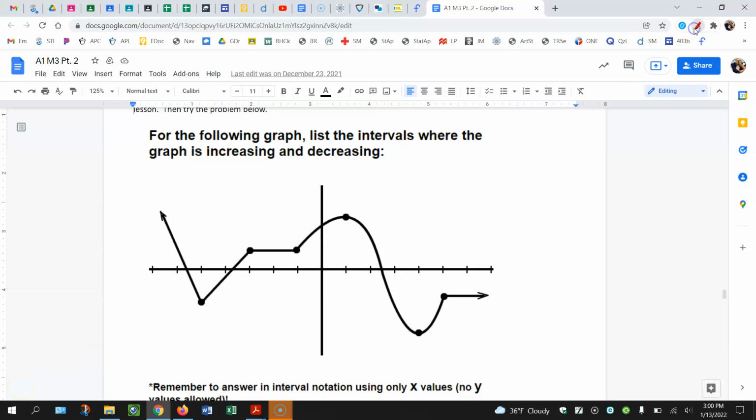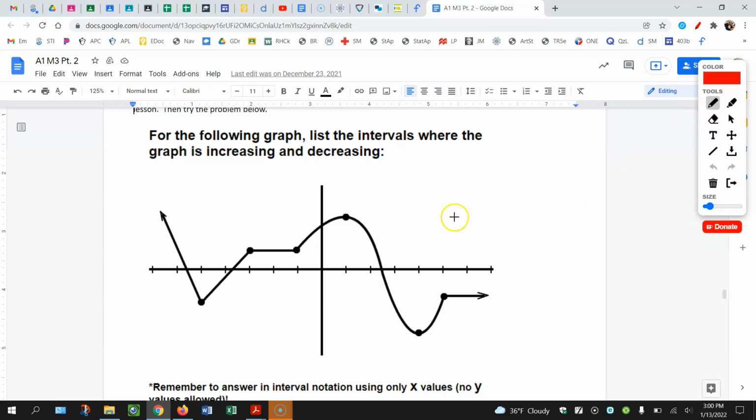I hope this video that I'm going to make for you is helpful. Based on the pictures you sent, we're going to be talking about increasing and decreasing. A couple of things are worth mentioning. We only use x values, and these are always going to be parentheses, never brackets.